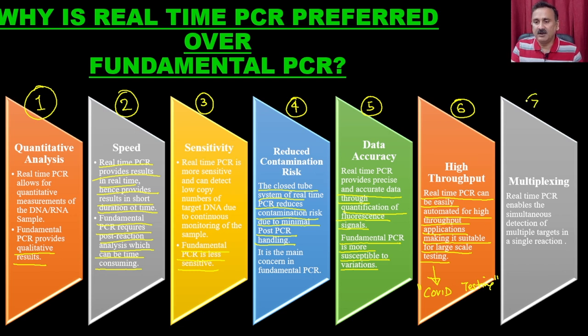And number seven, you can do multiplexing. Real-time PCR enables the simultaneous detection of multiple targets in a single reaction, which is very, very difficult to do with traditional PCR. So because of these seven advantages, people are doing real-time PCR, because it is giving you more information about your biological samples than traditional PCR.